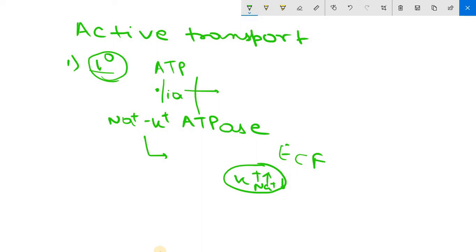Now, the energy which is required for the movement of sodium and potassium is given by ATP. Hydrolysis of ATP will occur, and this will lead to the release of energy which will transport ions against the concentration gradient. Now, coming to the mechanism behind the transport.